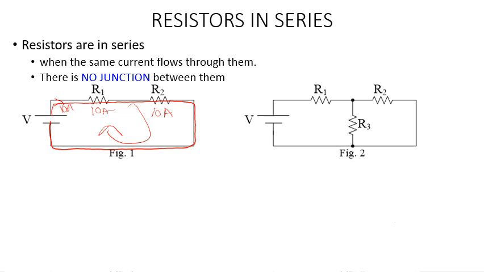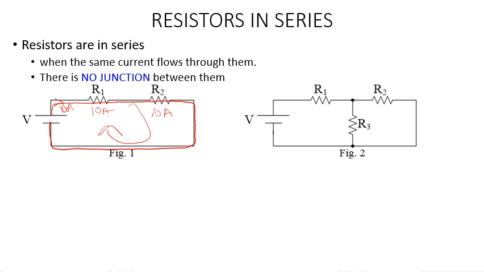Another condition is that there is no junction between them, as they already explained in class that a junction is a point where current splits or divides. So there's no junction between them. Basically, this is also what I use, in layman's terms, to identify resistors in series.